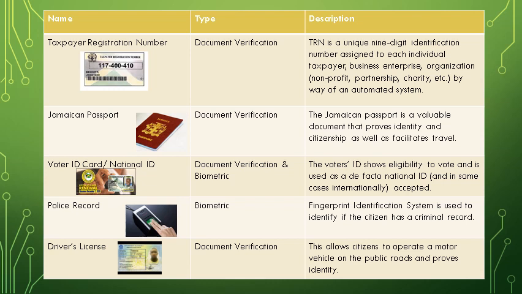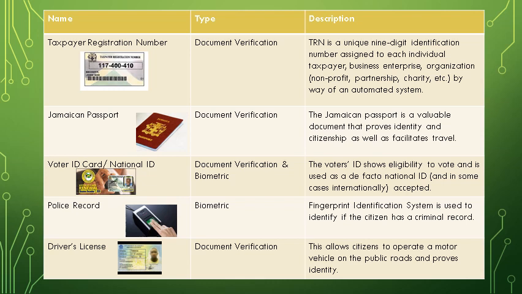Voter's ID card or national ID, which is a document verification and also biometric. The voter's ID shows eligibility to vote and is used as a de facto national ID, and in some cases is internationally accepted. In order to get one of these IDs, you have to give up your fingerprints, which covers the biometric side of it.